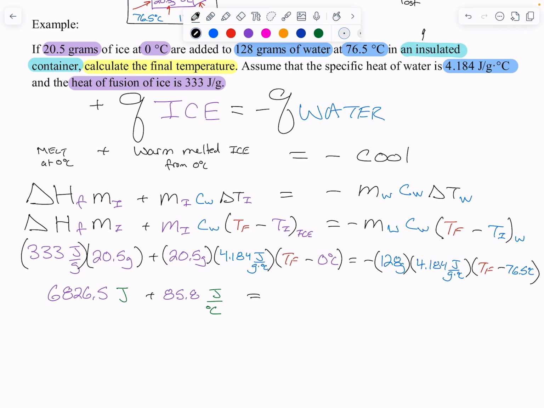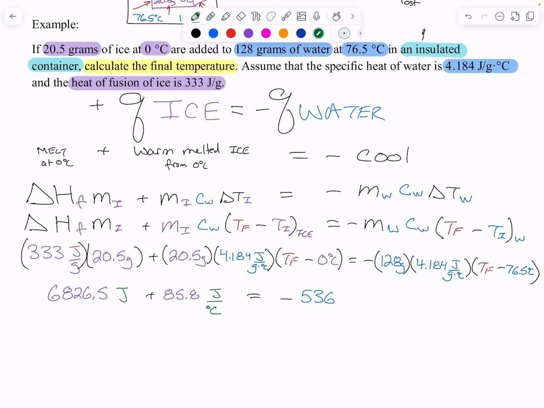Equals. Now, in this one, I have to do the negative times 128 times 4.184 times T_F and the negative times 128 times 4.184 times the negative 76.5. So you have to distribute that. So I would do the 128 times the 4.184 and then distribute that. And so it looks like I get negative 536 maybe.